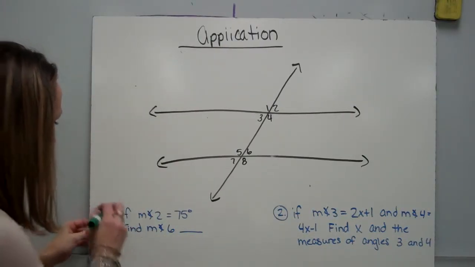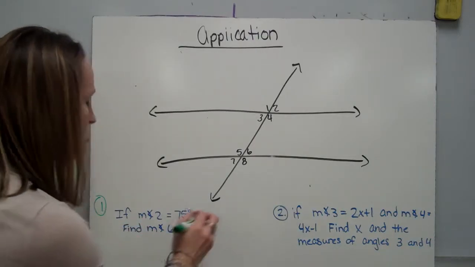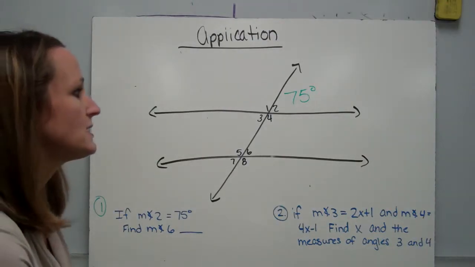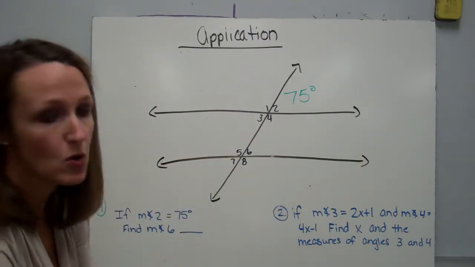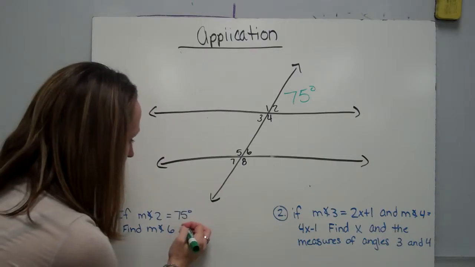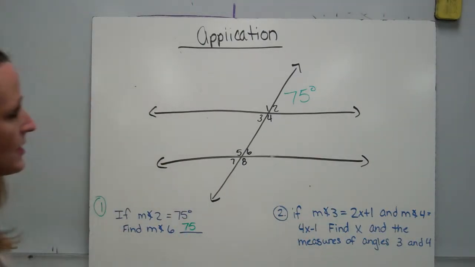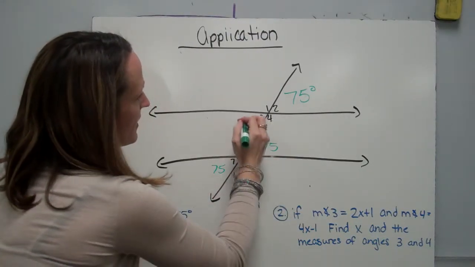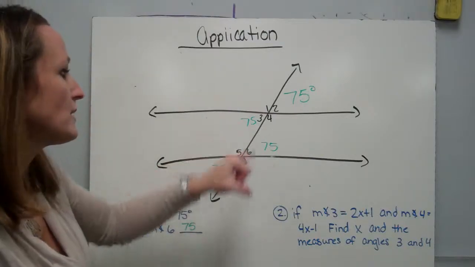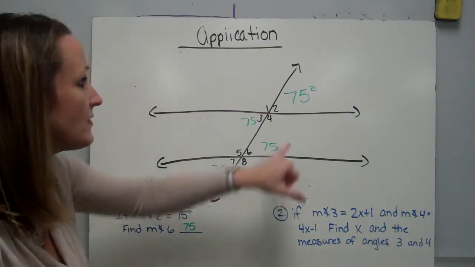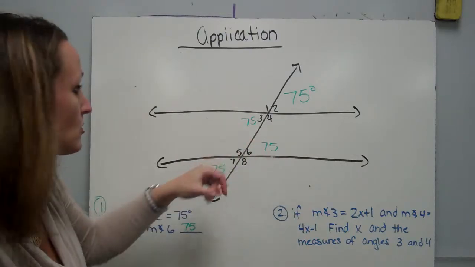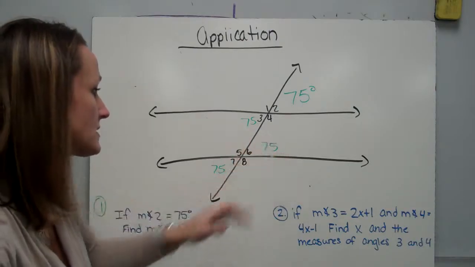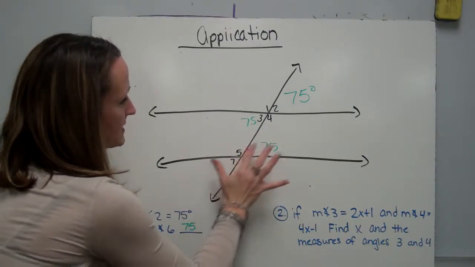So remember, if the measure of angle 2 is 75, what is the measure of angle 6? Well, 2 and 6 are corresponding angles. So if 2 is 75, then 6 is also 75. And consequently, 7 and 3 would both be 75, because 2 and 3 are vertical, and then 3 and 7 are corresponding, or 6 and 7 are vertical.